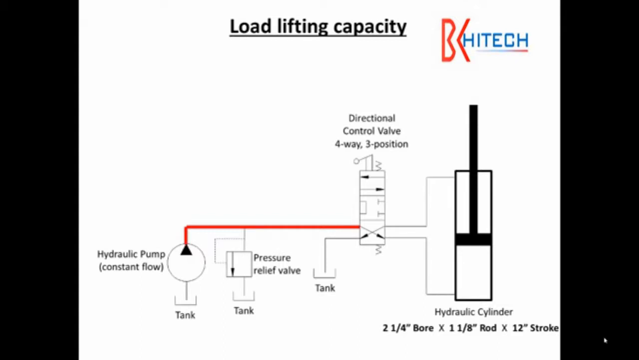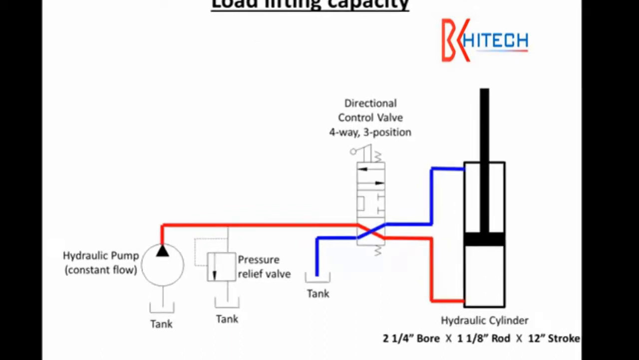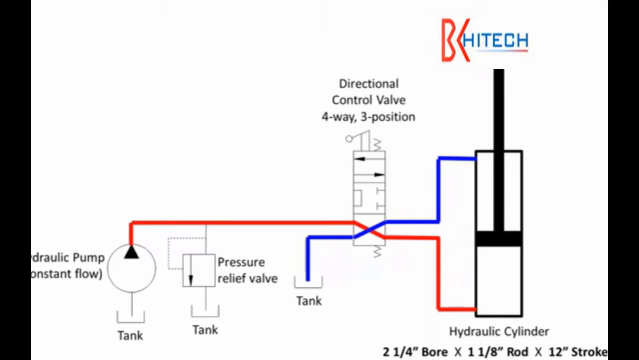In this simple hydraulic system, a pump provides a constant flow of hydraulic oil, and if the directional control valve were shifted to this position, the oil would flow through it and down into the bottom of the hydraulic cylinder. As the hydraulic cylinder moves, the oil in the top would be forced out, back through the valve and into the reservoir.